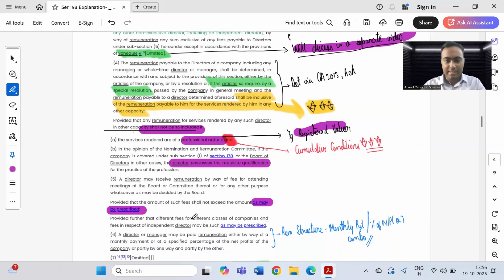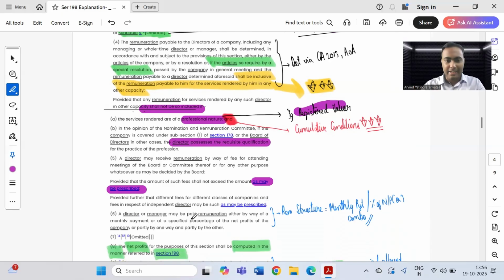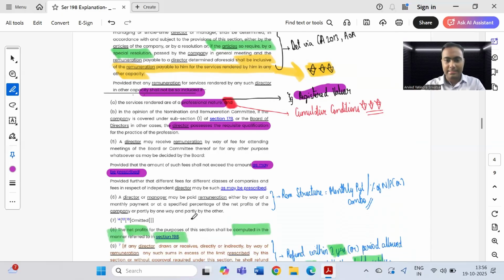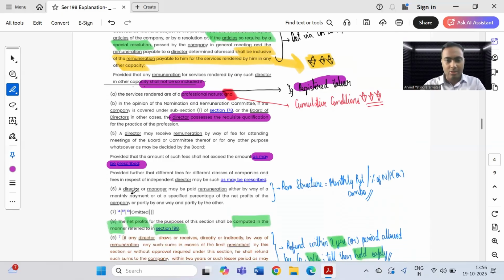Next, provided further that different fees for different classes of companies and fees in respect of the independent director may be such as may be prescribed. A director or manager may be paid remuneration either by way of a monthly payment or at a specified percentage of the net profits of the company, or partly by one way and partly by the other.